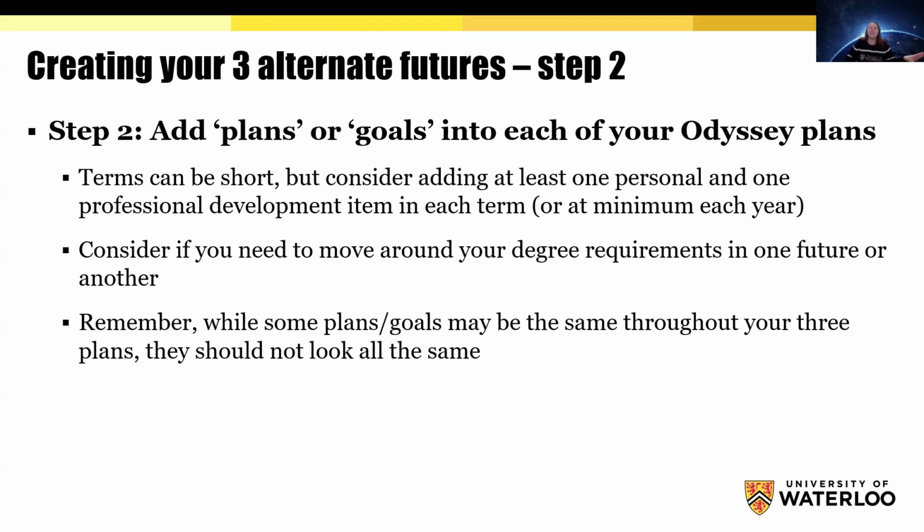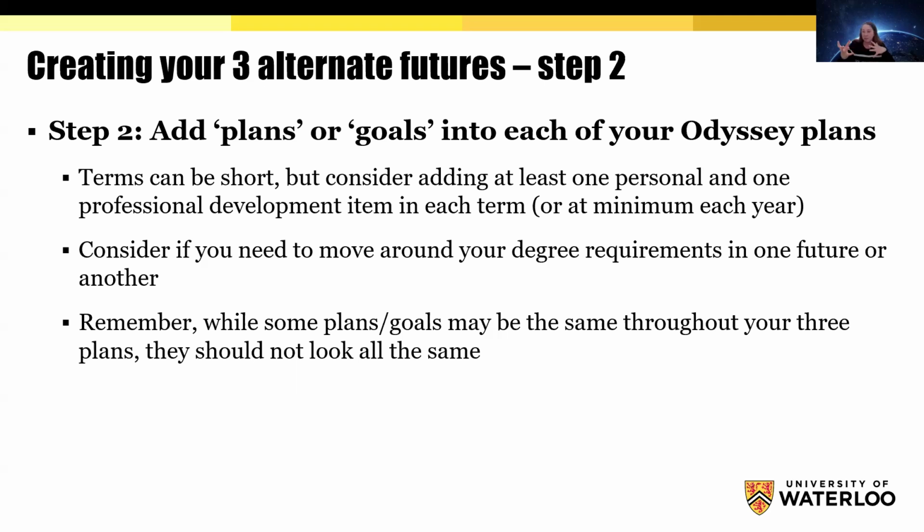So once we have those three different titles, we're going to think about those by adding plans and goals into each of the different three Odyssey plans. These terms can be short, but consider adding at least one personal and one professional development item in each term, or each year if you're planning for more of the PhD. If you're doing a PhD, you could do it by year instead of term, because there would be many terms. Consider if you need to move around your degree requirements in one future or another.